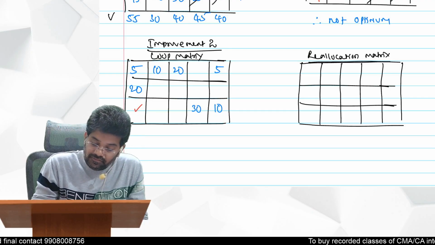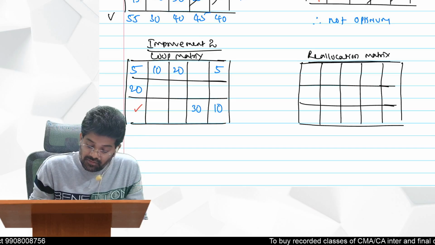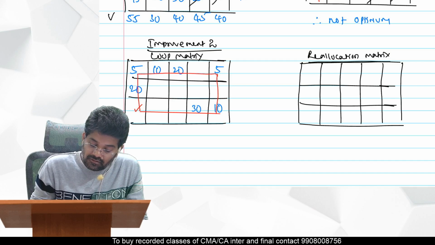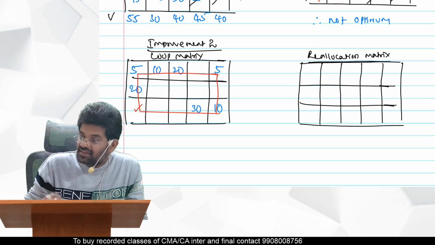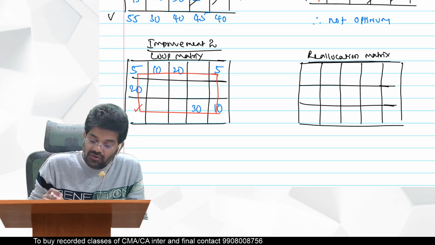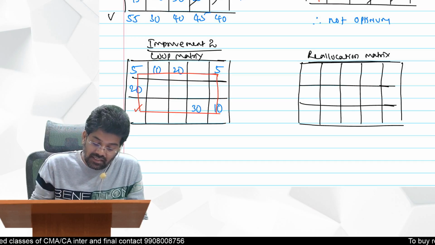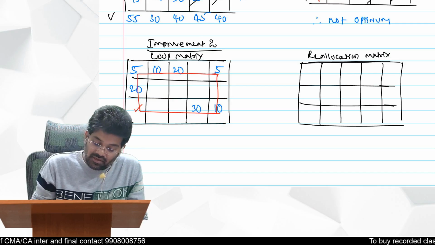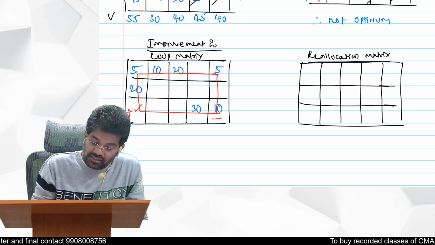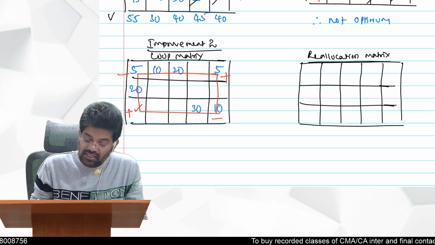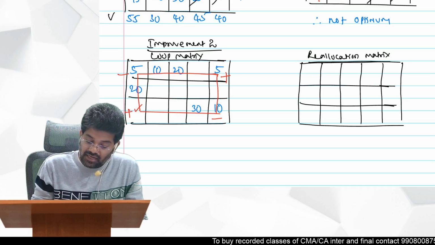Starting from here, then, the number of sides should be even when you draw the loop matrix. Then what you should do? At the loop, tick the cell, put a plus sign, then alternately minus, plus, minus. Out of the minus sign allocations, take the least quantity. 5, 10, least is 5.